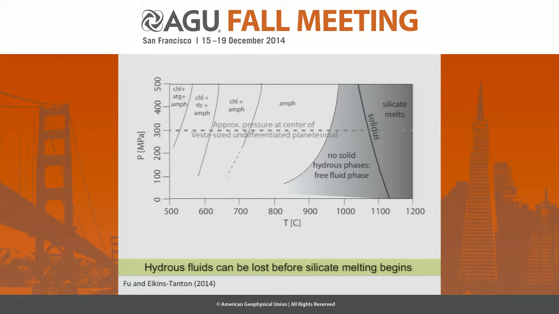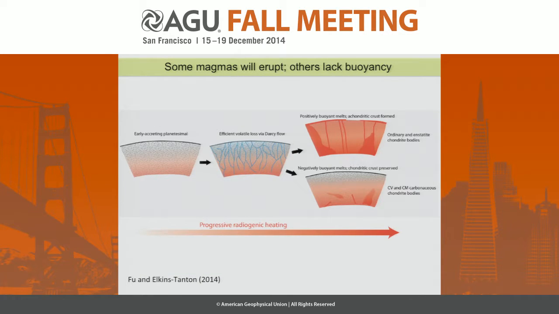And so the main point that Roger and I were trying to look at is what happens then to the subsequent silicate melting. So you see on the bottom a bar that shows progressive radiogenic heating, starting with an early accreting planetesimal on the left and this efficient loss via Darcy flow of fluids in the middle. And what we found was that whether any remaining primitive crust could be retained or whether the surface would be covered with basalt and become an achondritic crust depended upon the bulk composition and the degree of melting.